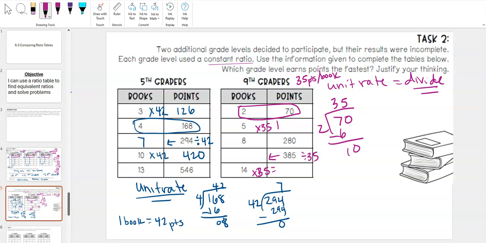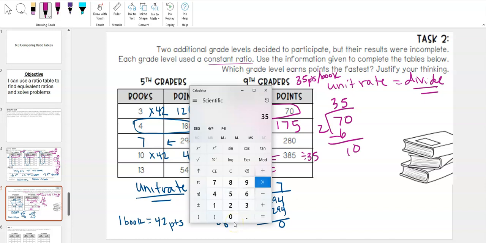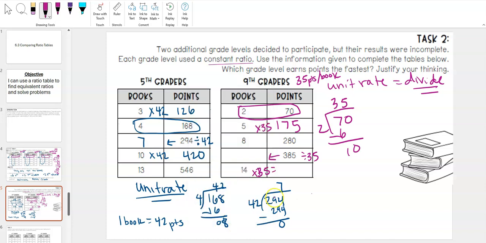So 5 times 35 is 175. Just double check that really quick. 35 times 5. Yep. And then 14 times 35. We've got 20, 5, 6, 7, 20. No, 12. Wow. 3, 4. 490.